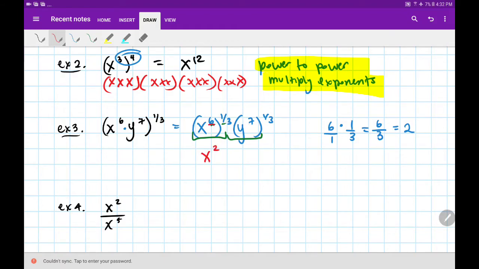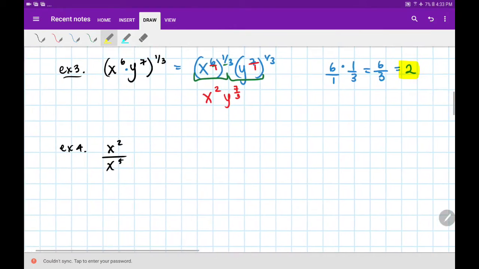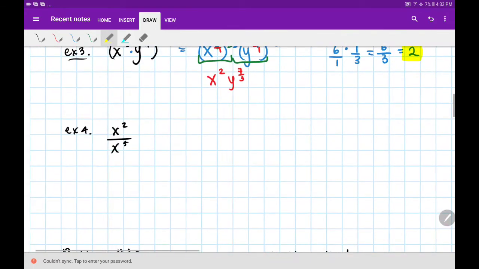I'm going to put this 7 over 1 as well and do the same process. X squared and then y to the 7 over 3. So notice my x simplified, the y's exponent did not simplify, and that's okay. But wherever you can simplify it, you must. Okay, last example.